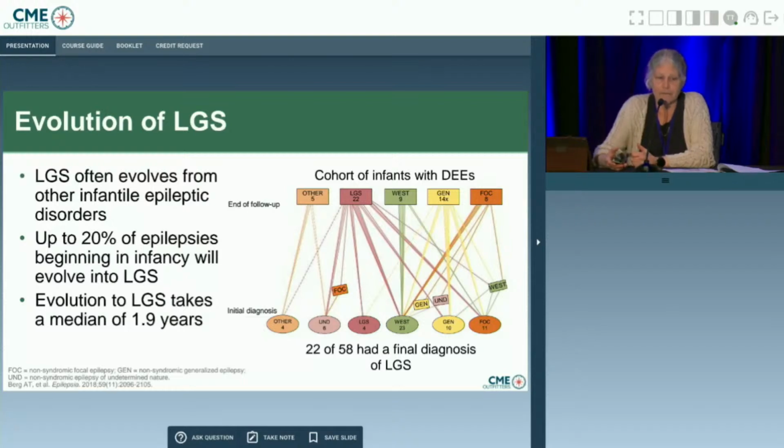And we see a lot of infants that evolve from West syndrome or infantile epileptic spasms, from focal epilepsy, from other types of epilepsy into Lennox-Gastaut syndrome. And ultimately, Lennox-Gastaut will encompass about 20% of epilepsies beginning in infancy. So it's important that particularly for very, very young infants who develop epilepsy, we need to be following those infants quite carefully. And we heard from Tracy that it took several years for Savannah to get a diagnosis, and that's not uncommon. It takes about 1.9 years on average for all of those features of Lennox-Gastaut to be present in a patient.